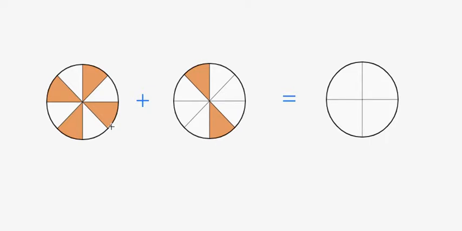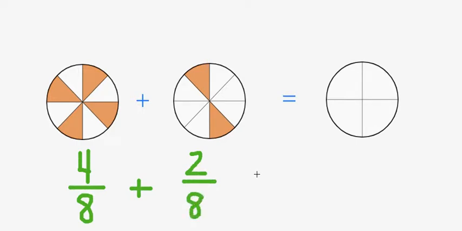our first picture is showing us that there are 4 triangles shaded in, and we have 8 total, so that means that we have 4/8. Plus we are going to add, we have 2 shaded in, and there are still 8 total. Now before we look at our picture, we are just going to add these two fractions together.